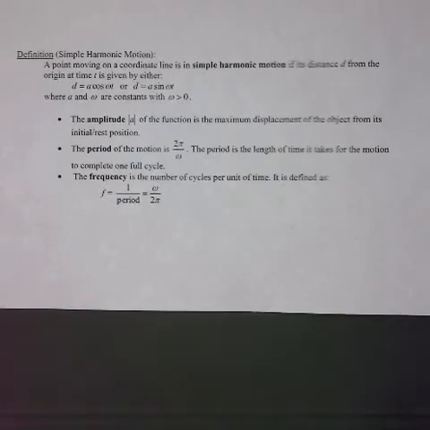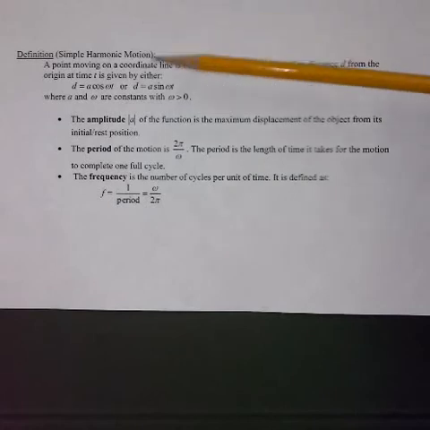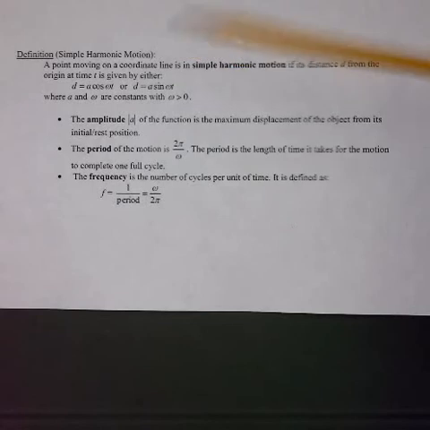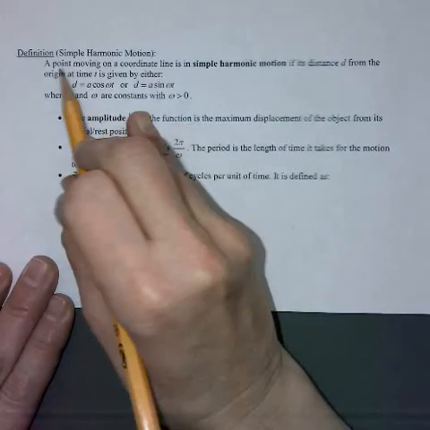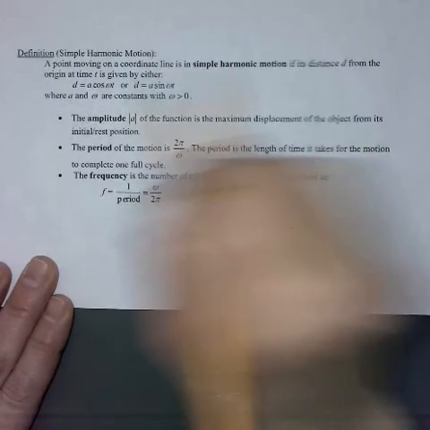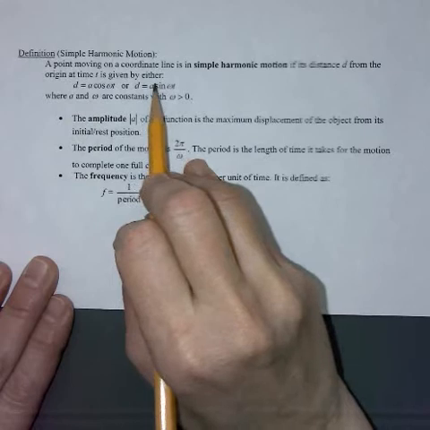The last type of problem we'll look at in this section are applications involving simple harmonic motion. This type of motion can be described either using a sine function or a cosine function. So we have a point moving along a coordinate line, and we say it's in simple harmonic motion if its distance from the origin at time t is given by either one of these functions.